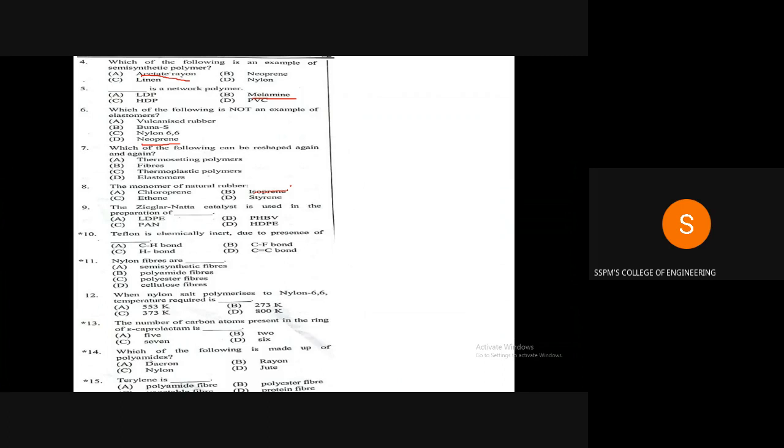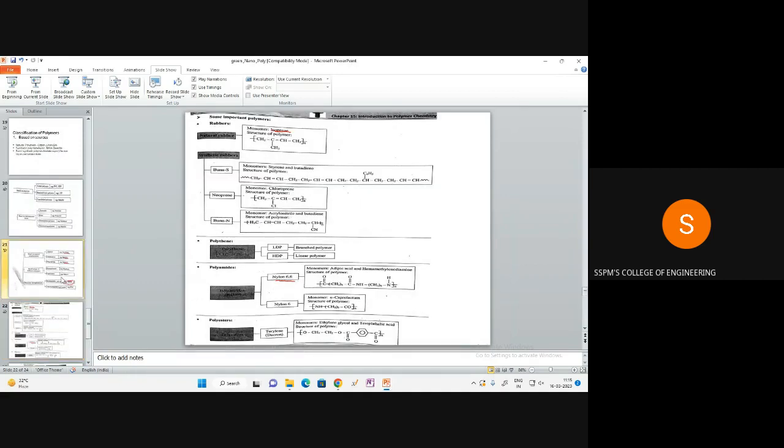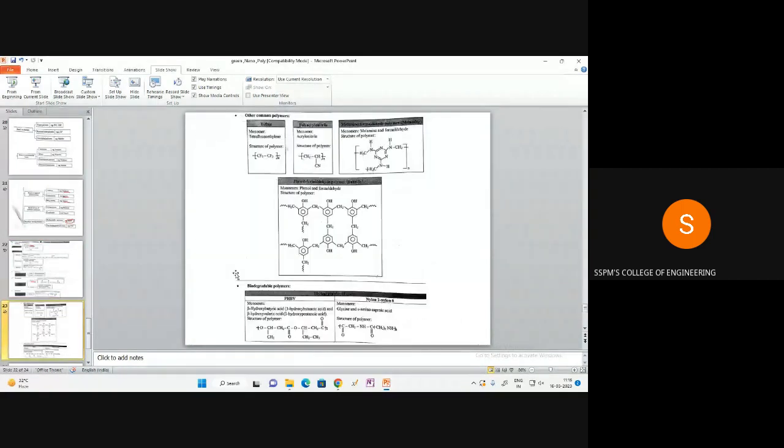देन द झिग्लर-नाटा कॅटालिस्ट इज यूज्ड इन द प्रिपरेशन ऑफ लो डेन्सिटी पॉलिथिन. देन टेफलॉन इज केमिकली इनर्ट ड्यू टू प्रेझेन्स ऑफ CF बॉन्ड. देन यू हॅव टू रिमेंबर द स्ट्रक्चर ऑफ टेफलॉन. बेसिक पॉलिमर आहे, त्याचे स्ट्रक्चर तुम्हाला लक्षातच ठेवावे लागतील, तरच तुम्ही हे क्वेश्चन सॉल्व्ह करू शकता. ज्यामध्ये टेफलॉन मध्ये CF बॉन्ड आहे, सी द स्ट्रक्चर ऑफ टेफलॉन. This is the structure of Teflon. Here it is a CF bond. So Teflon is chemically inert due to the presence of CF bond. CF means carbon and fluorine bond is there. That's why Teflon is chemically inert.